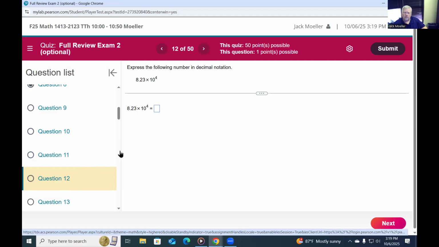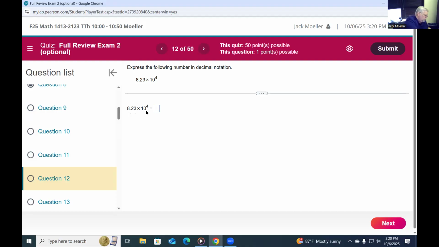So now you have to go backwards. And so this is 8.23 times 10 to the fourth. We want it in decimal notation. And so you have to know since it's a positive exponent, we're dealing with large numbers. And so which direction do you move the decimal to get a large number? Well, if you move it to the left, you're getting a decimal number, so you move it to the right. So you move it 2 places to put it to the right of the 3, and then you have to move it 2 more places to get to the fourth. So that would be 82,300.